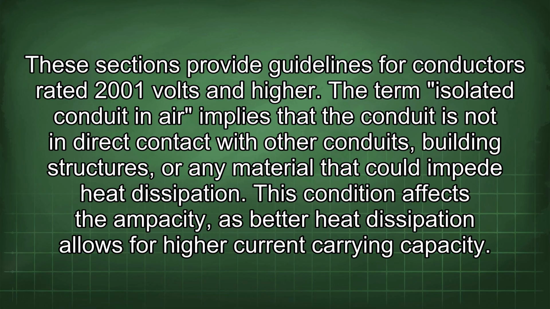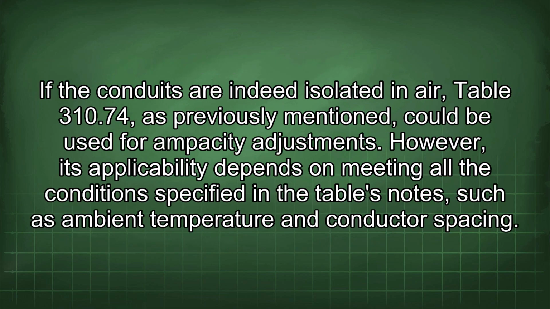The term isolated conduit in air implies that the conduit is not in direct contact with other conduits, building structures, or any material that could impede heat dissipation. This condition affects the ampacity, as better heat dissipation allows for higher current carrying capacity. If the conduits are indeed isolated in air, Table 310.74, as previously mentioned, could be used for ampacity adjustments.